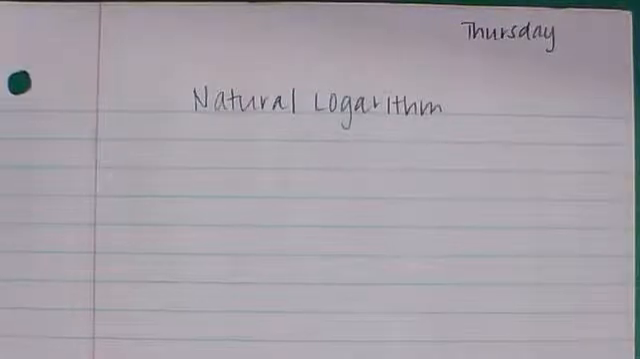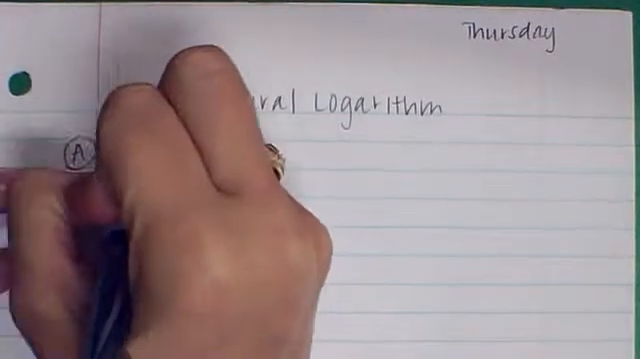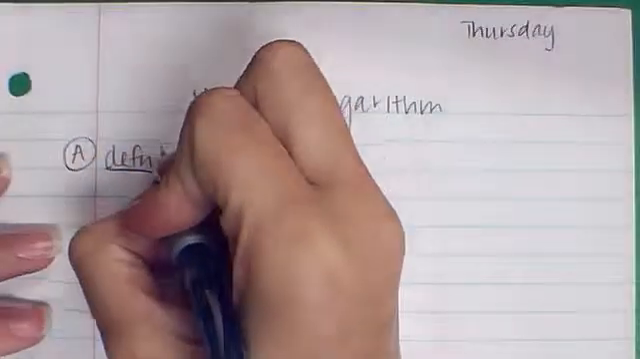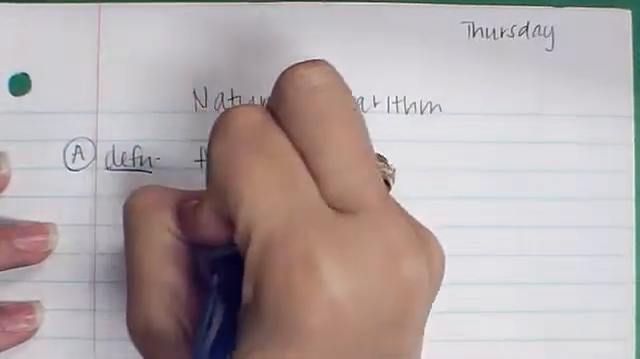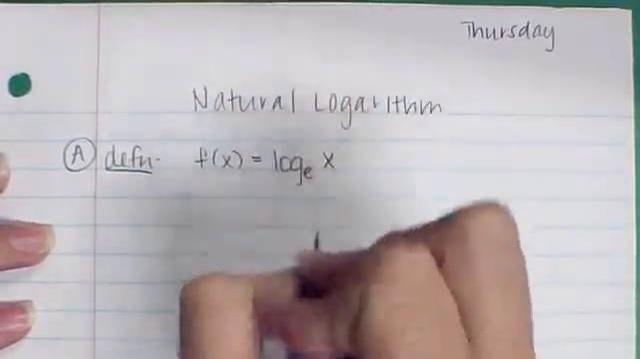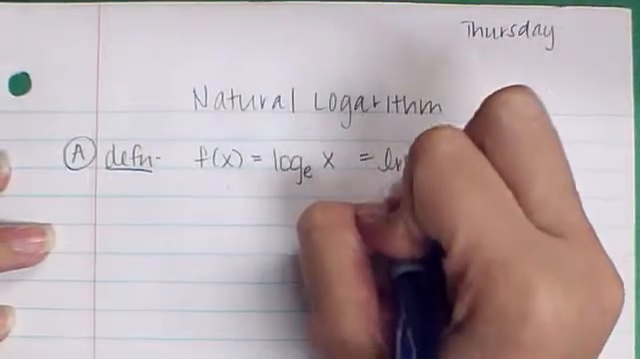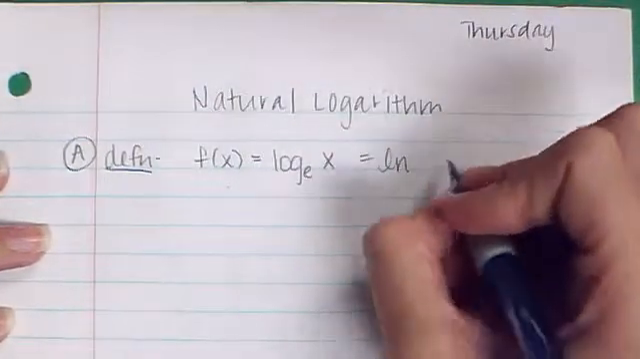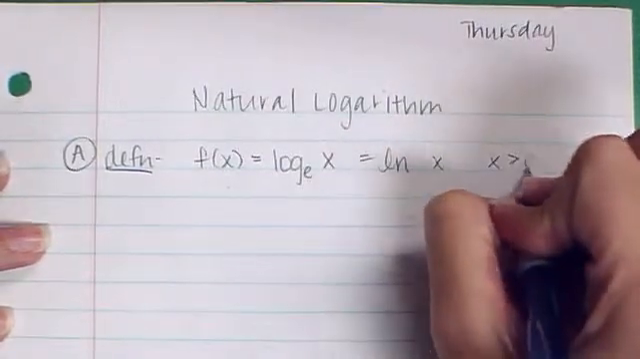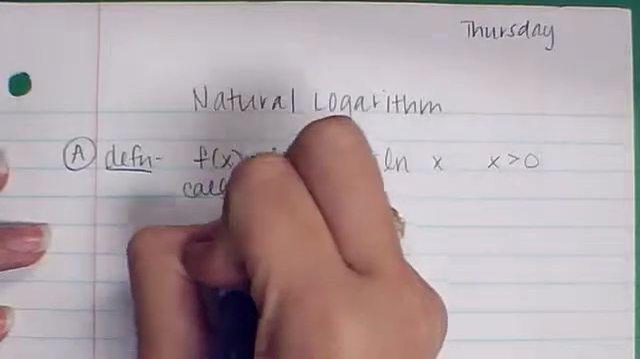This lesson is about the natural logarithmic function. Starting with part A, the definition for that is that f of x is equal to the log base e of x. Remember, that was the natural exponential function. Then that really is saying the same thing as ln, which is said natural log of x. In this case, x has to be greater than 0 for that to happen, and it's called the natural log.